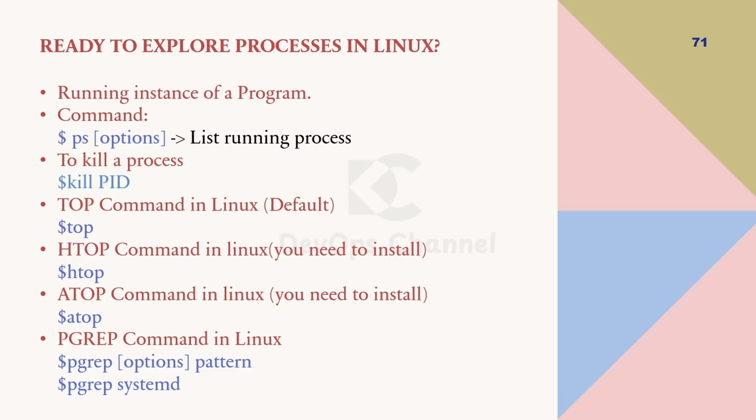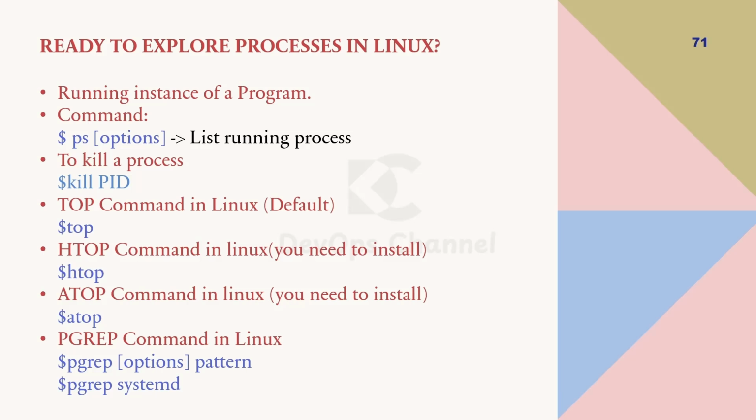Now we have various things here. ps lists running processes, whatever processes are currently running. If you want to kill a process, you can type kill and then your process id. And there are various options related to ps, so we will explore some of them.